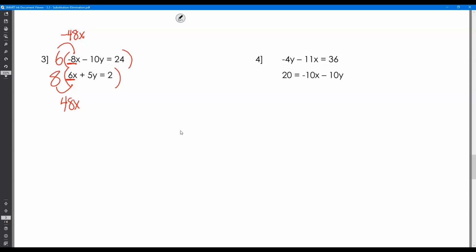So when in doubt, you could take the bottom number and bring it up, the top number and bring it down. You just have to change the signs of one of them.